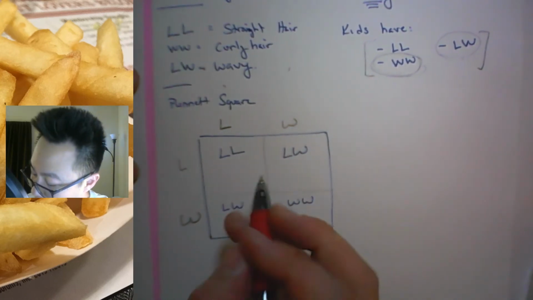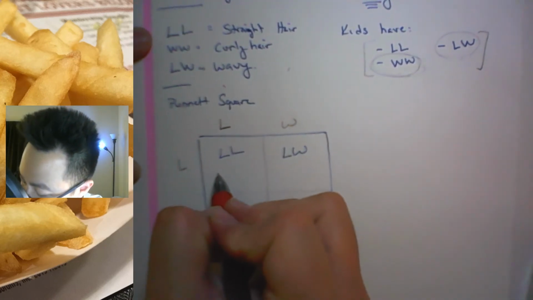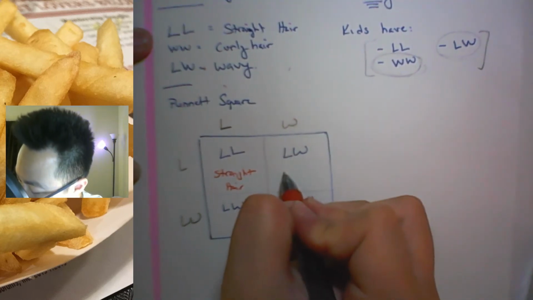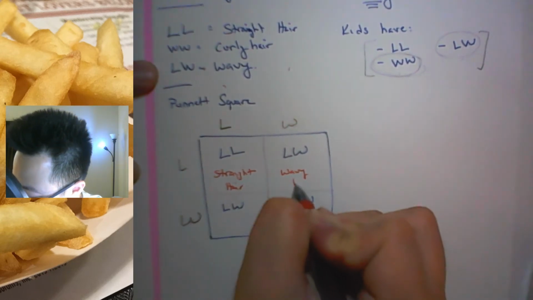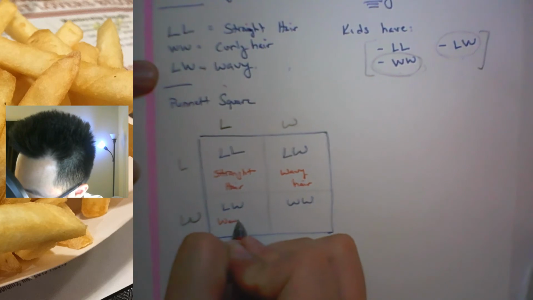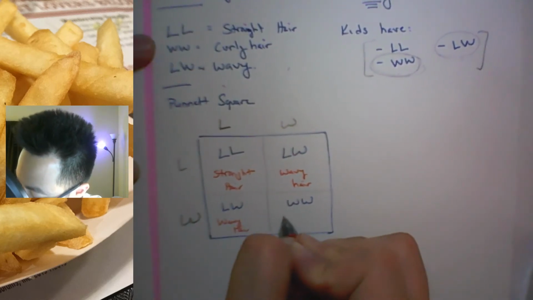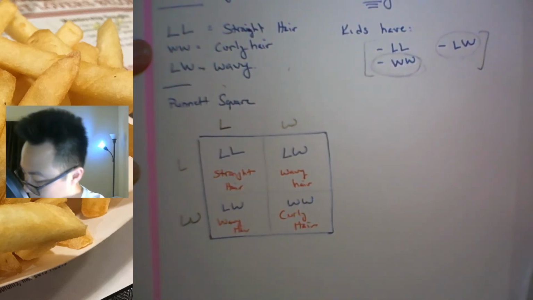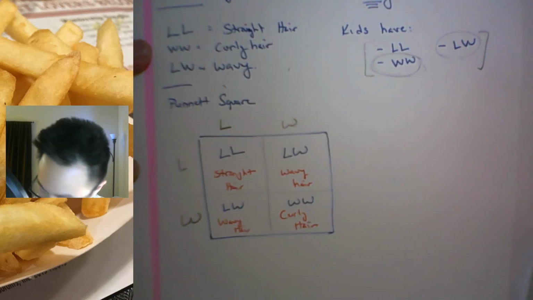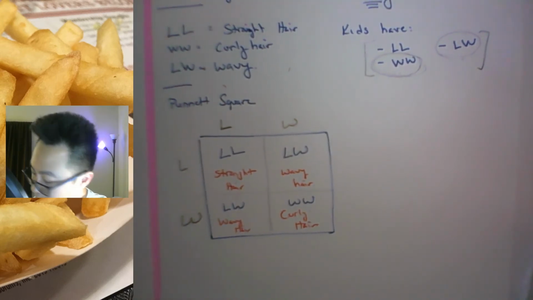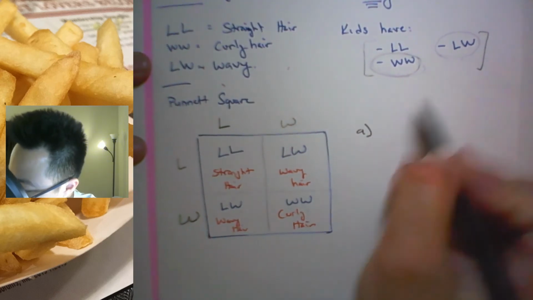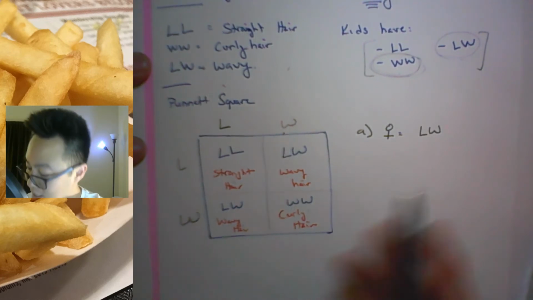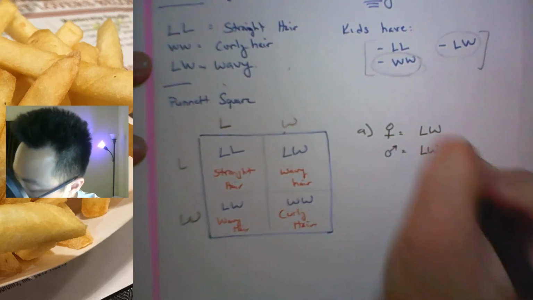All right, so I left a little bit of room on my Punnett Square. So big L, big L is straight here. Big L, big W is wavy. Big L, big W is wavy. And WW is curly. All right, so question A is asking, what is the mother's genotype and the father's genotype? Well, the mother is big L, big W based upon this. And same thing with the father, is also big L, big W.